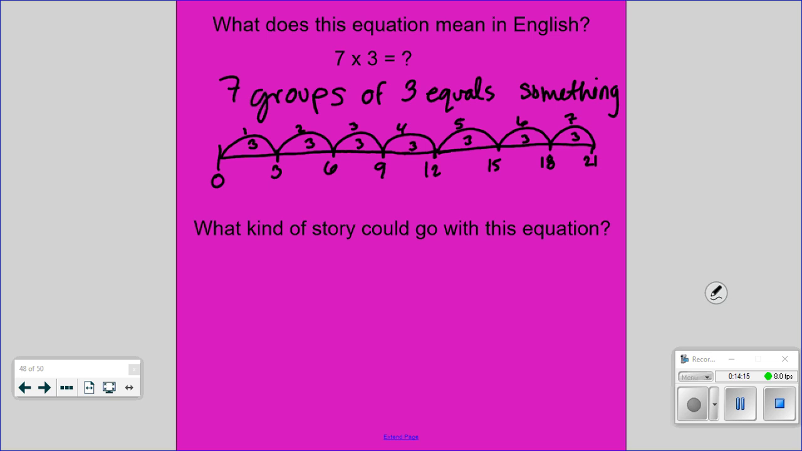What kind of story could go with this equation? Go for it, Harper. Miss Miller has. I love stories about me. Miss Miller has 7 tables. Tables can be groups. That's smart.